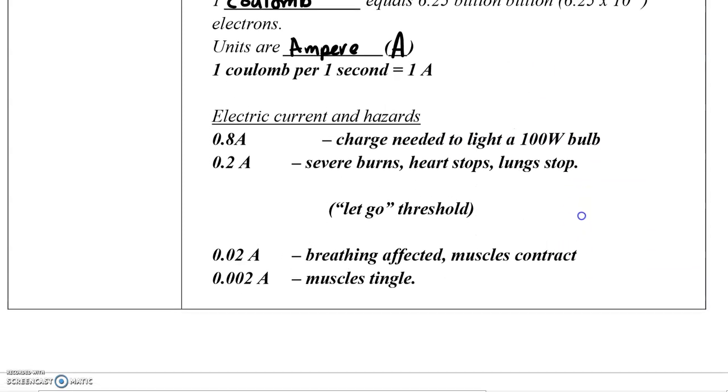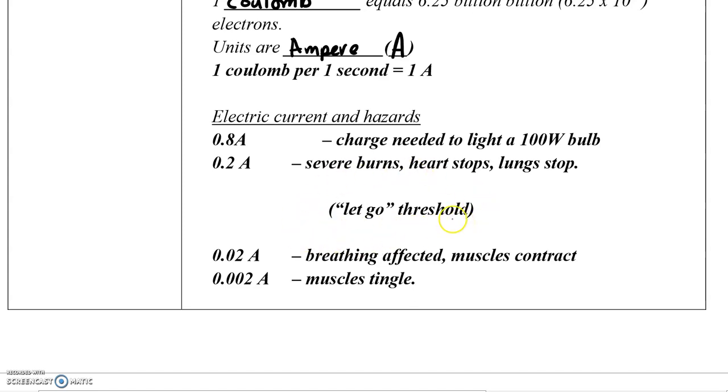So just to give us a sense of how powerful a current of electricity can be, 0.8 amperes is the charge that's needed to light a 100-watt light bulb. However, something that's way less than that can actually kill you. So at 1.2 amperes, severe burns happen, your heart stops, your lungs stop. In between 0.2 and 0.02, that's the let go threshold.